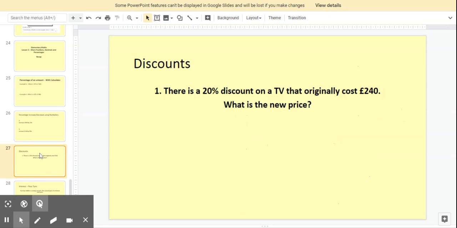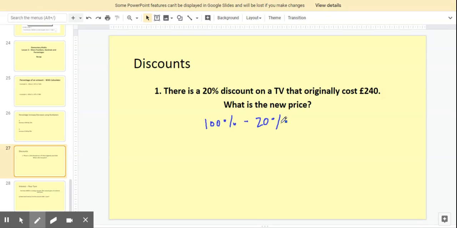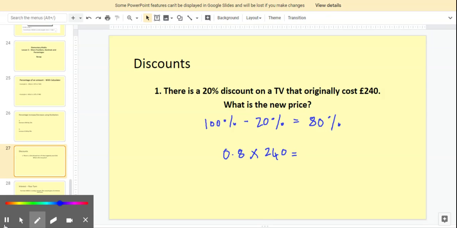We went on to explore how that would work in these cases. So where we've got a discount, we're decreasing. So we would have 100%, take away the 20%. So we'd be finding 80% of the amount. And we could divide that by 100 to give our decimal of 0.8, and then multiply by 240, which would give us £192.